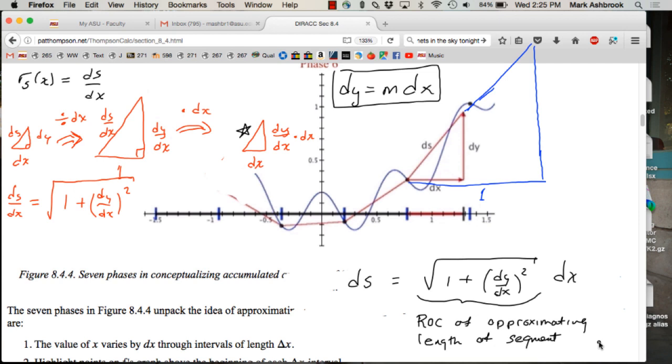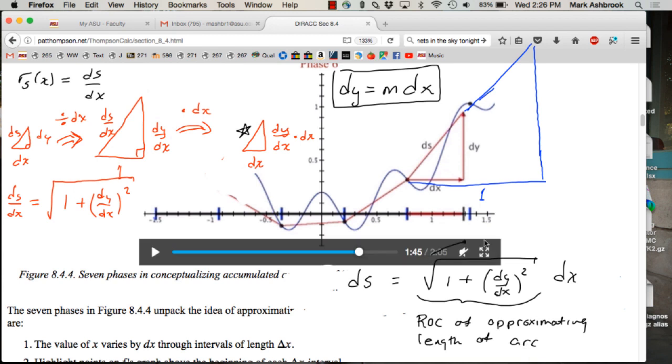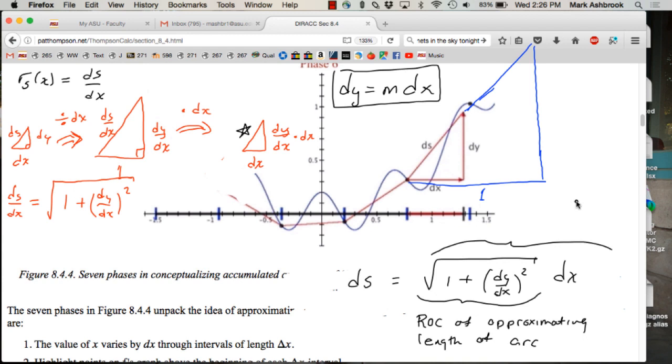So it's approximating the arc length with a segment, right? So it's the approximating length, of the arc. It's the rate of change of the length of the segment, which approximates the arc length, right? And so then this whole thing times dx is what? That's the changing length of the approximating segment in the current interval, right? That's the length of the approximating segment in the current interval.